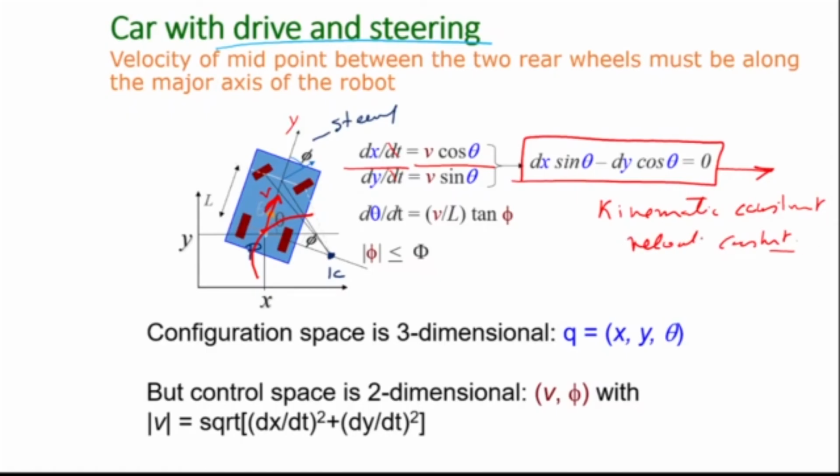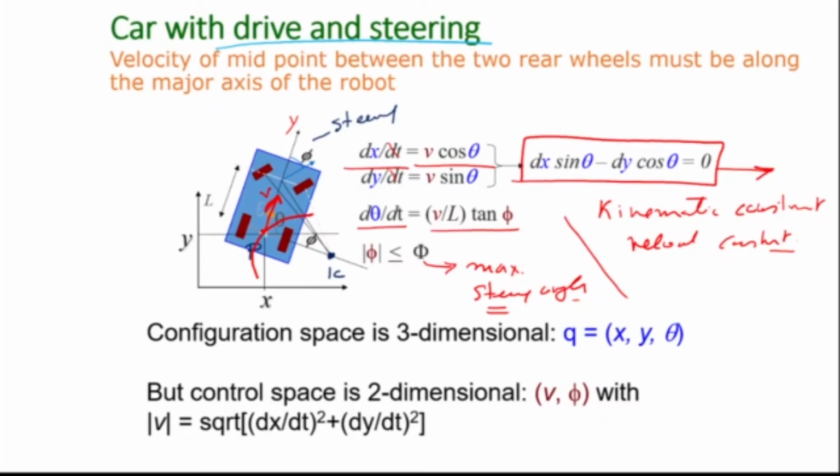Now this velocity constraint is the one that ensures that the robot cannot go sideways. Why? Because at every point on that curve, the velocity has to be tangential to that curve. The constraint is dx sin theta minus dy cos theta equal to 0, and d theta by dt is equal to v by l tan phi. Now tan phi is limited by my maximum steering angle. Every car can steer only by a particular angle; the front steering wheel cannot become 90 degrees. So there is a limit on how much you can steer.